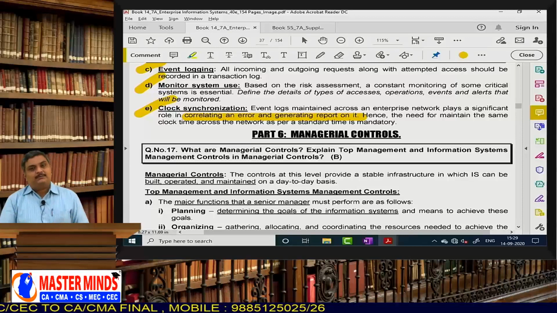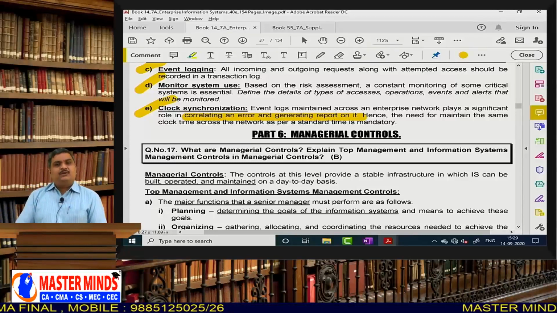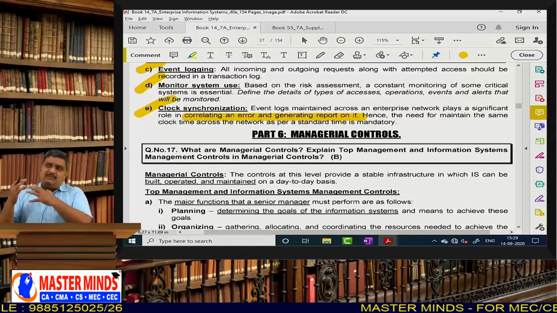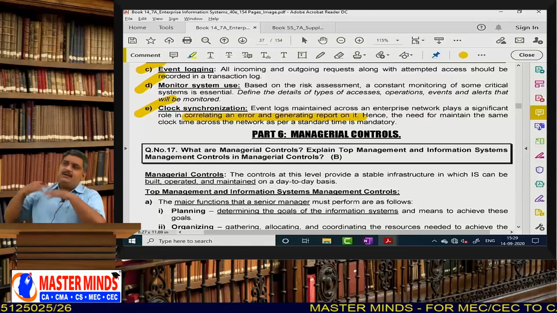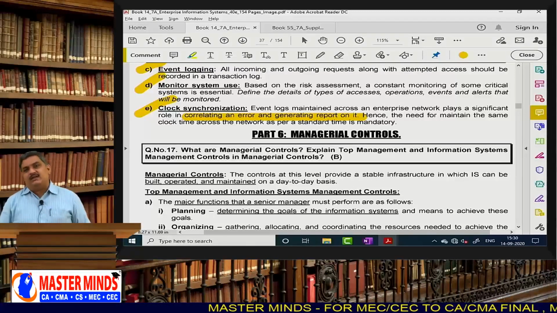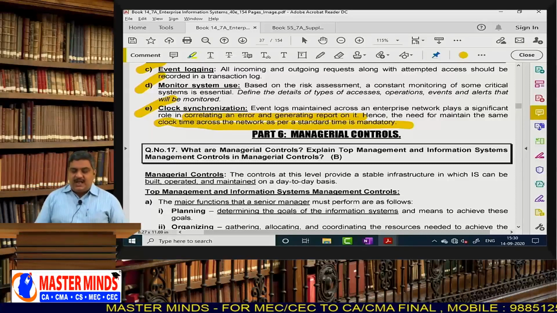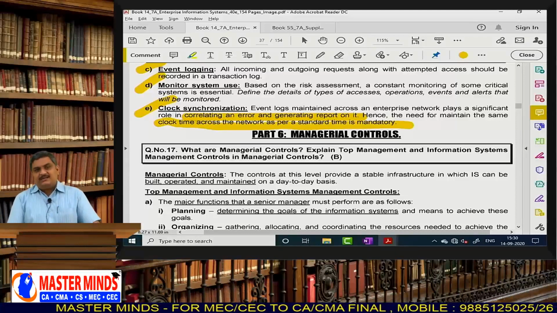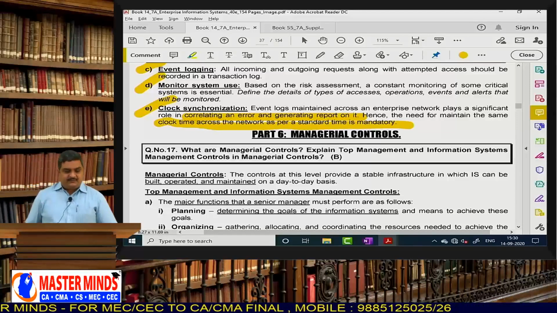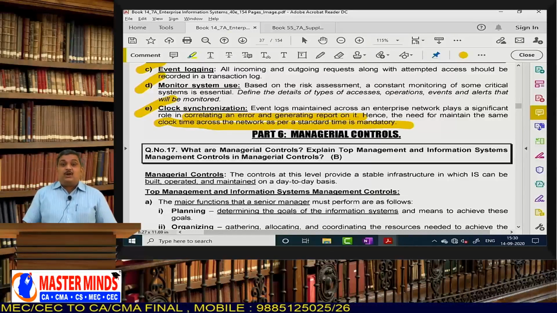If something goes wrong and my server reports American time, then I may get confused. So in order to avoid all that confusion, the server can be accessed by anyone, by an African man, by a Belgian man, by an American man, but everything should be time-stamped according to Indian Standard Time. Hence the need to maintain the same clock time across the network as per a standard time. As the server is in India, I have to maintain it in Indian Standard Time. That is mandatory. So with that, we have finished logical access controls.